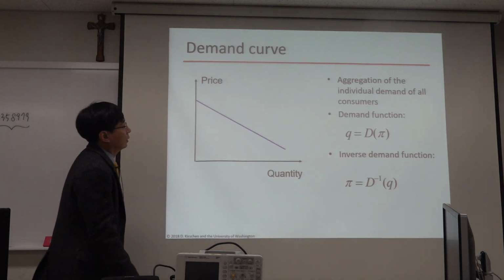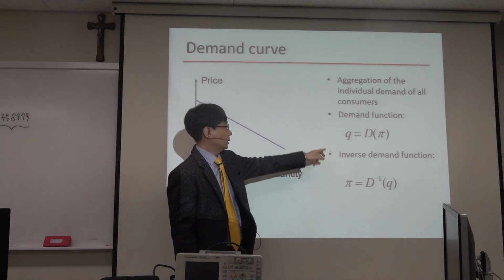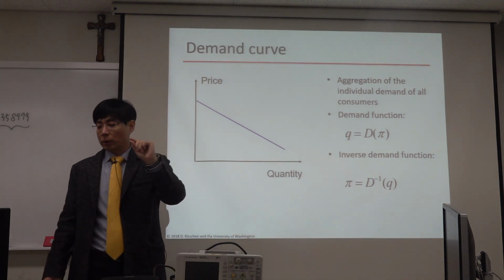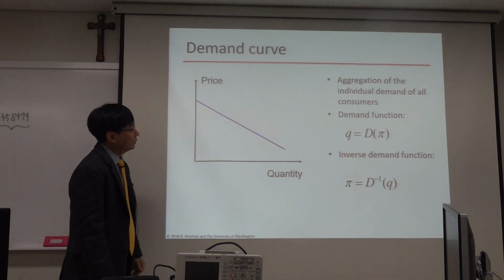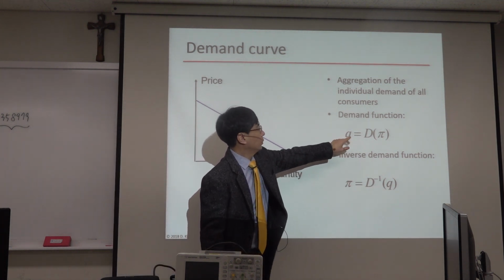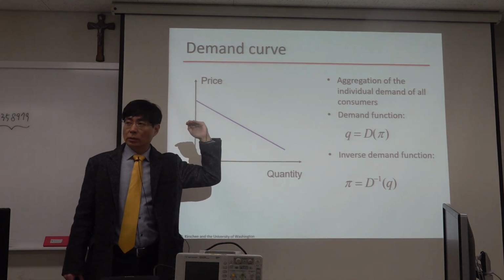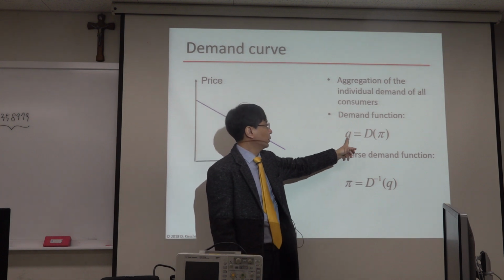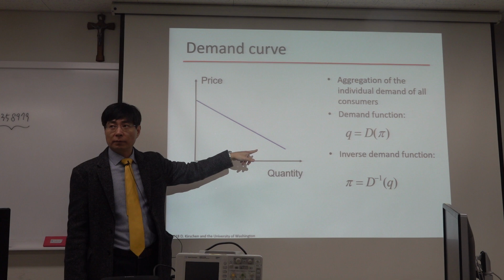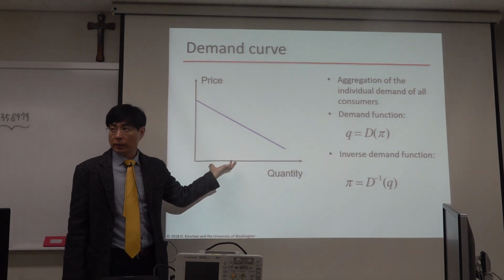Okay. So usually the quantity is denoted by Q, and the price is denoted by pi in game theory or economics. So you need to think from this point. Given price, we can determine the total demand, which is denoted by Q. Okay, so this is called the demand function. Given price, what is the demand? What is the quantity?